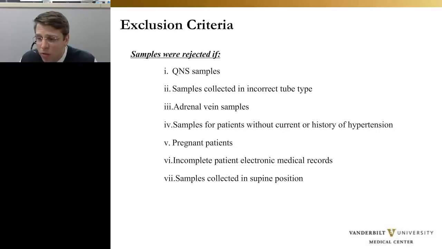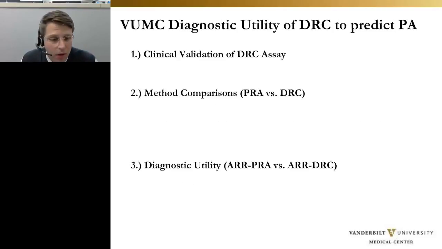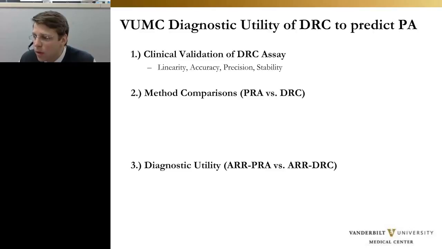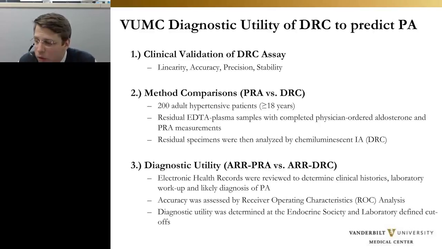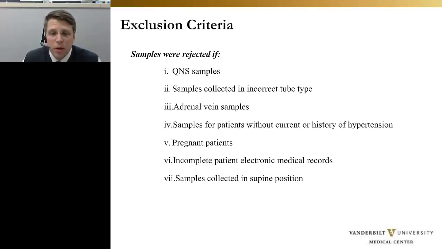These residual plasma specimens were then analyzed by the direct renin concentration immunoassay, and then from there we performed chart review basically to determine the patient's history, demographics, pertinent laboratory values, medications, and overall diagnosis. This information was then used to assess the diagnostic accuracy of the aldosterone to renin ratio calculated with either method by receiver operating characteristics. And then from there we were able to determine the diagnostic utilities of our methods utilizing the Endocrine Society recommended and our newly defined laboratory cutoffs for a positive aldosterone to renin ratio result in our study population.